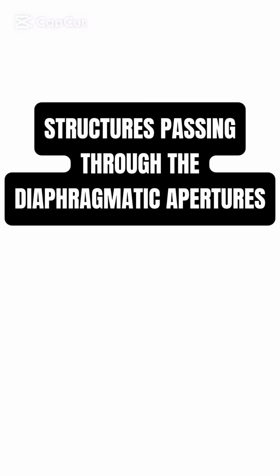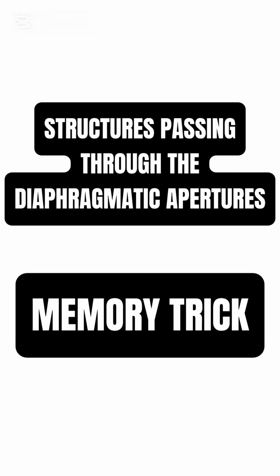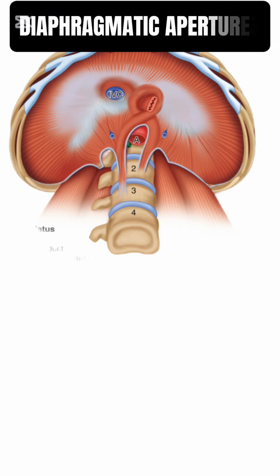Hello everyone. Today I'll be talking about a simple way to remember the structures that pass through the diaphragmatic apertures, at what level they pass through, and how to remember them easily. This is a diagram of the diaphragm. As you can see, there are three major apertures as shown here.